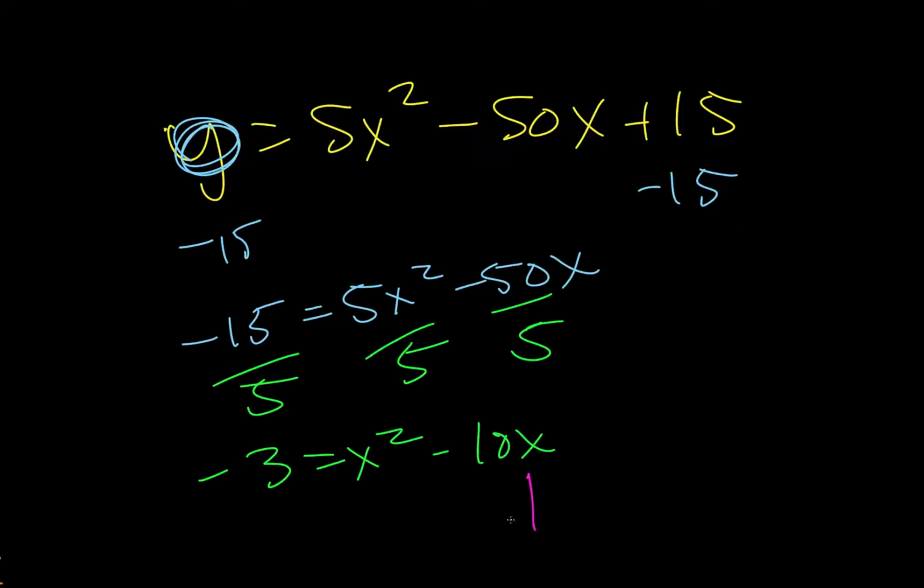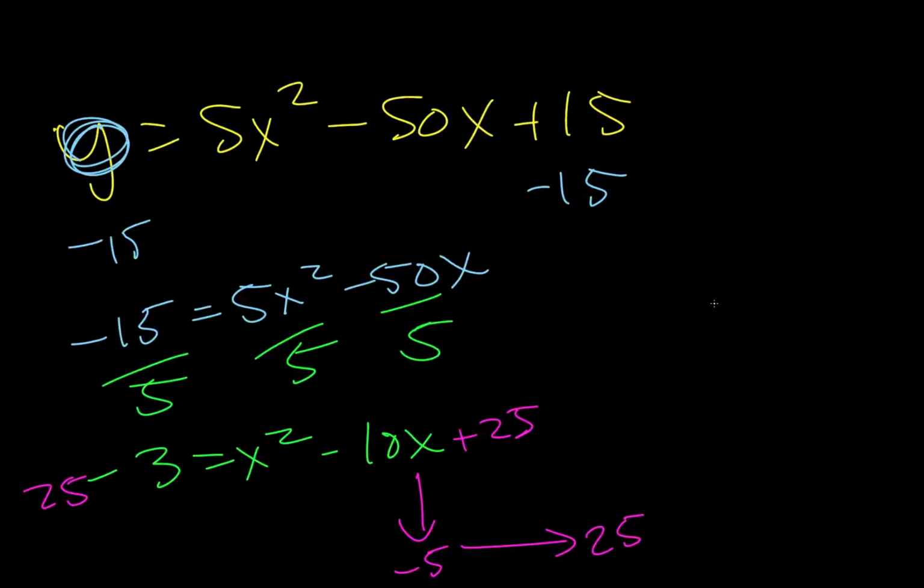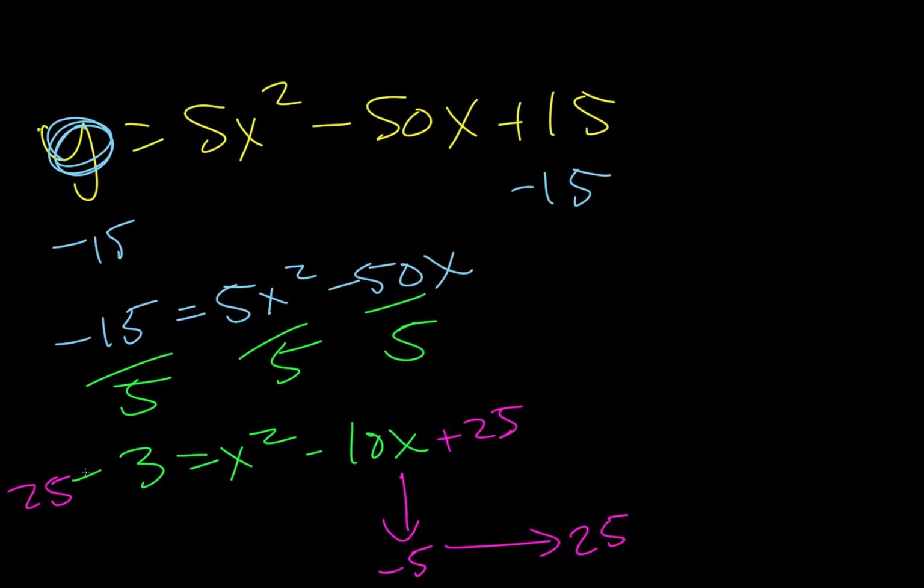Now we do the L step. Cut this in half. We get -5. Square it. -5 times -5 is 25. And that's what we add to both sides. Okay. I'm going to move over here. So 25 minus 3 gives us 22. So we get 22 equals x squared minus 10x plus 25.